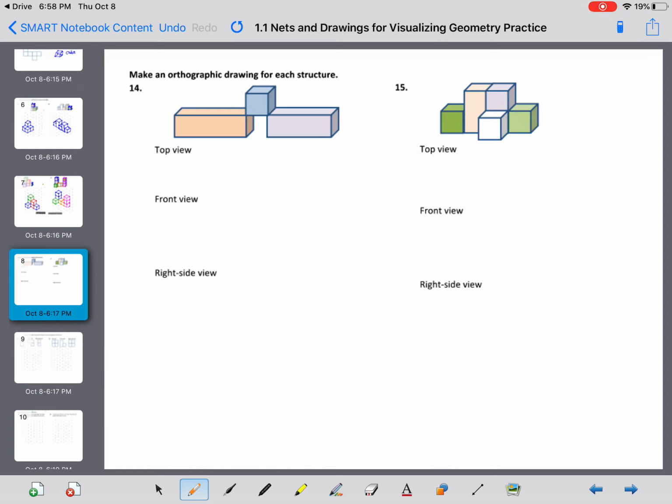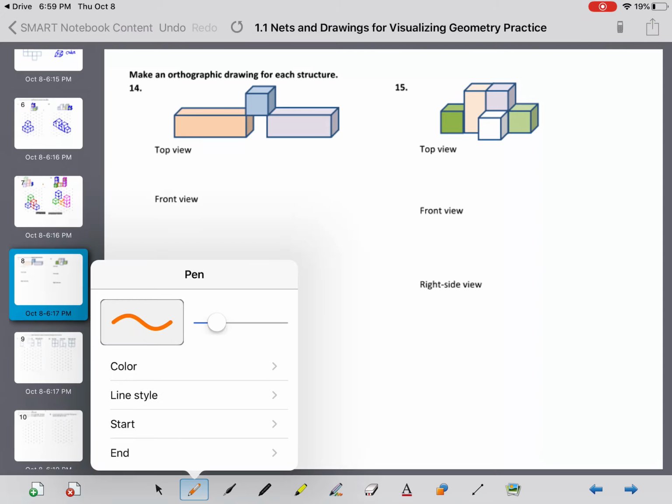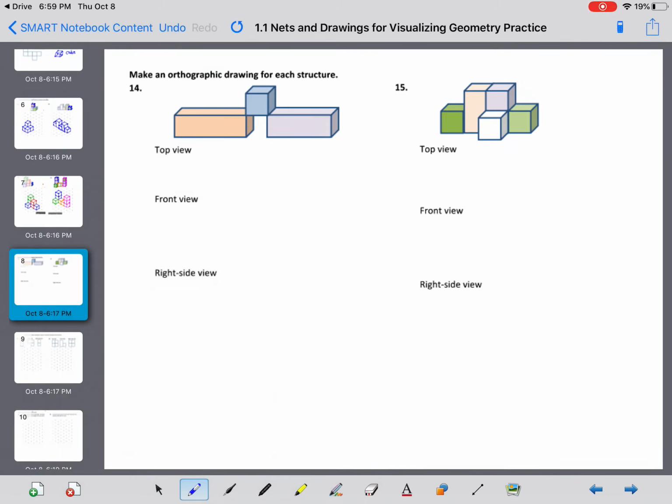Number 14, what they want you to make is an orthographic drawing for each structure. What orthographic means is the top view, the front view, and the side view. If I looked at figure number 14 from the sky, if I look down from the sky on this figure, it would be a rectangle, a square, and another rectangle. If I look at it from the front, which is essentially what we're looking at here.